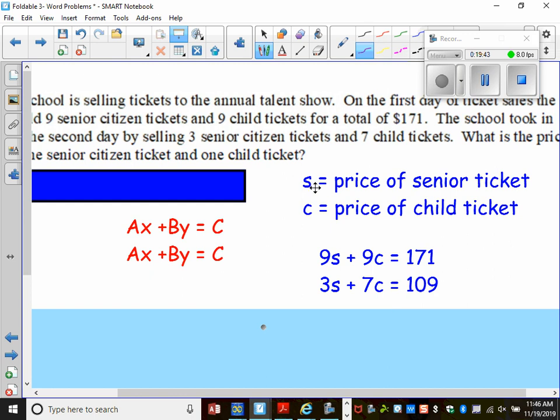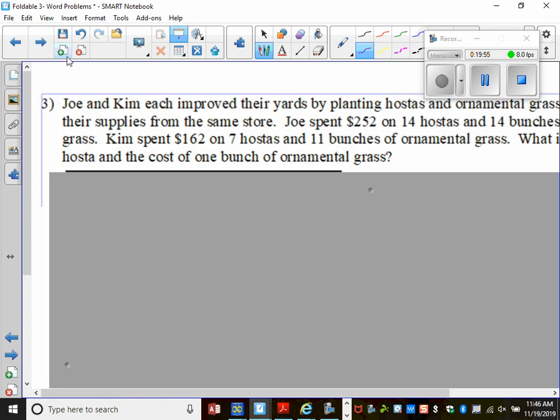Okay. So please make sure you have what your variables represent. And then all you have to do is translate into your equation. Okay. All right, so I'm going to let you do this one. I'm going to at least let's do it so everybody will have the same definition.